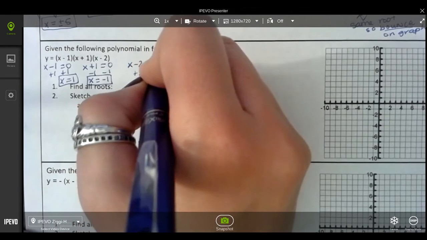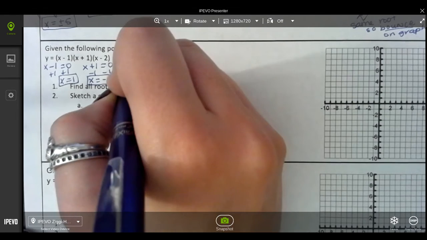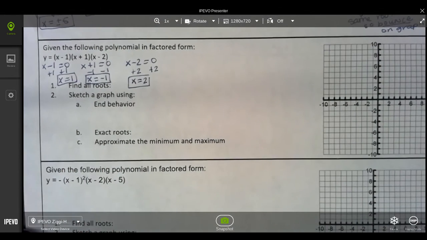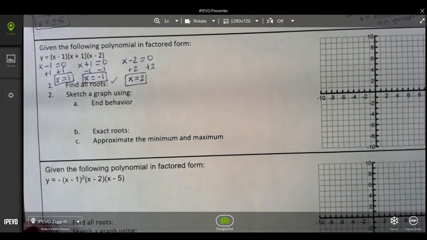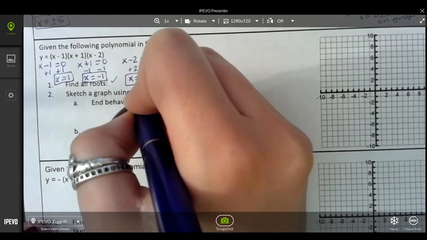My third factor, to isolate x, I'm going to get x equals 2. I found all my roots. Boom. And then sketch using end behavior. If you don't remember this, let's write it down.